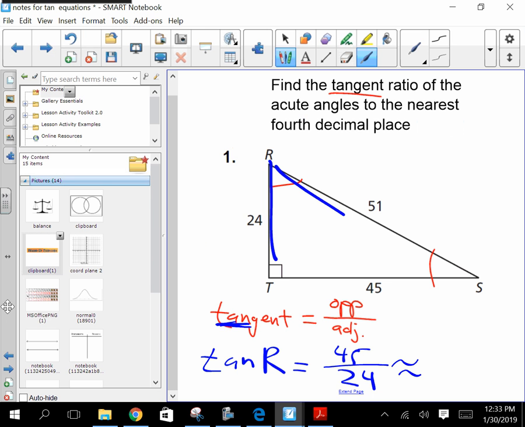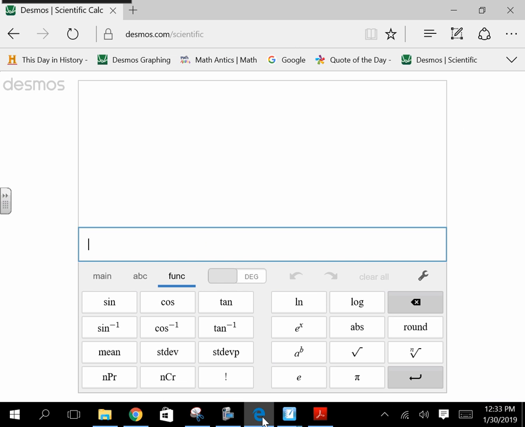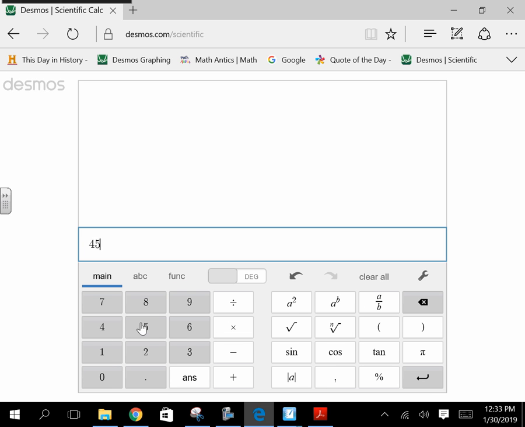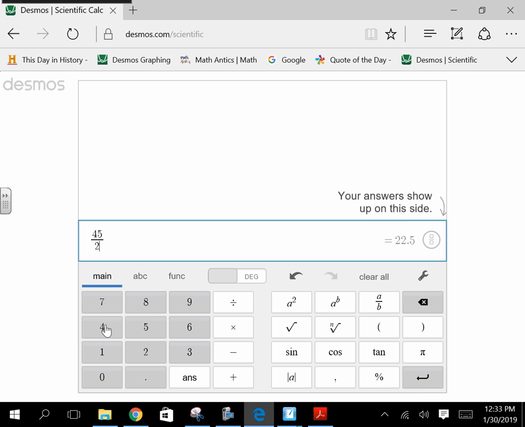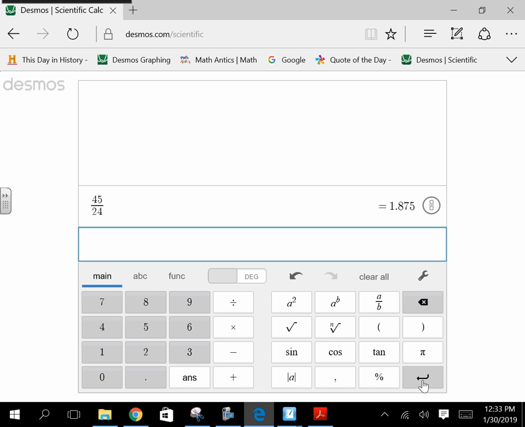Let me get my calculator out. 45 divided by 24. Was that it, or 24 divided by 45? 45 by 24? Yeah. My bad. All right, here we go. To the fourth decimal, we don't have to worry about it because it only goes to the third decimal. So I'm gonna name all the decimals, all the way to the third one. So 1.875. I don't even have to approximate because look, it's equal.